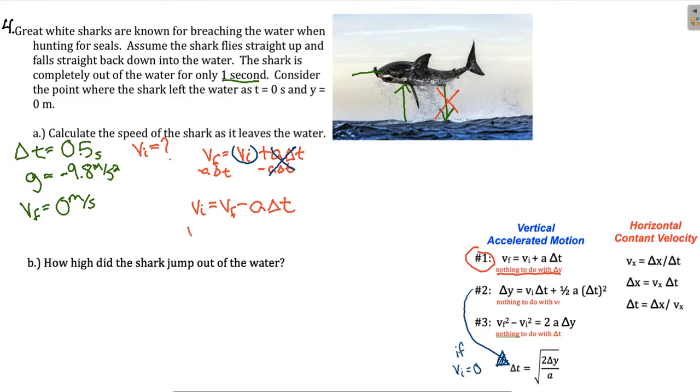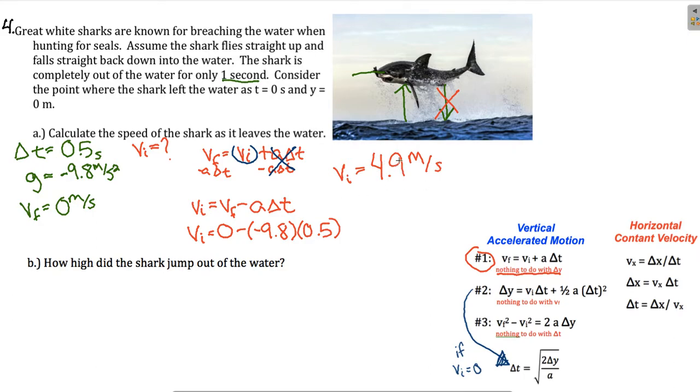Now we just plug stuff in. So velocity initial is equal to velocity final, remember was 0, minus our acceleration of negative 9.8 multiplied by the time in the air, which is just that half second, 0.5. So if you notice we have a negative of a negative. That means this answer will end up being positive. So the answer for this is simply 9.8 times 0.5, which gives you 4.9 meters per second.